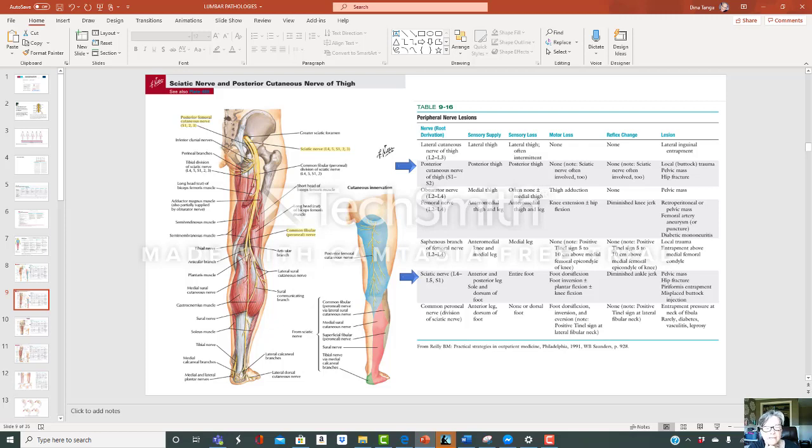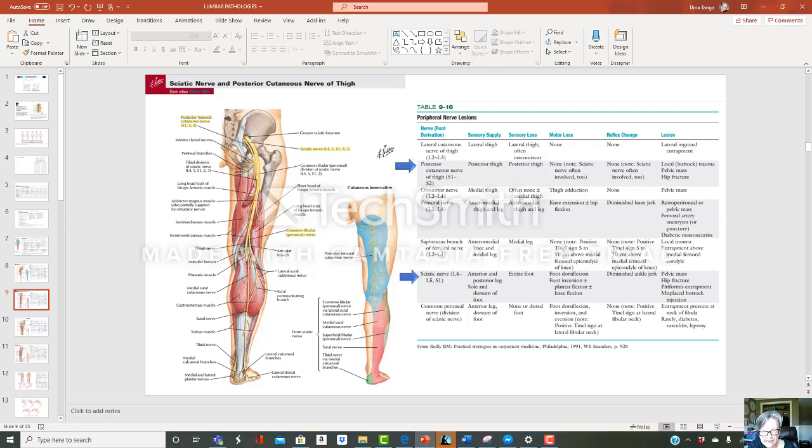The sensory supply is going to be the posterior thigh. Look at the blue part on the right leg picture. Posterior thigh sensory loss. Motor loss, none. Reflex change, none. Note the sciatic nerve is often involved as well. They are right next to each other. The lesion is local buttock trauma, pelvic mass, or hip fracture.